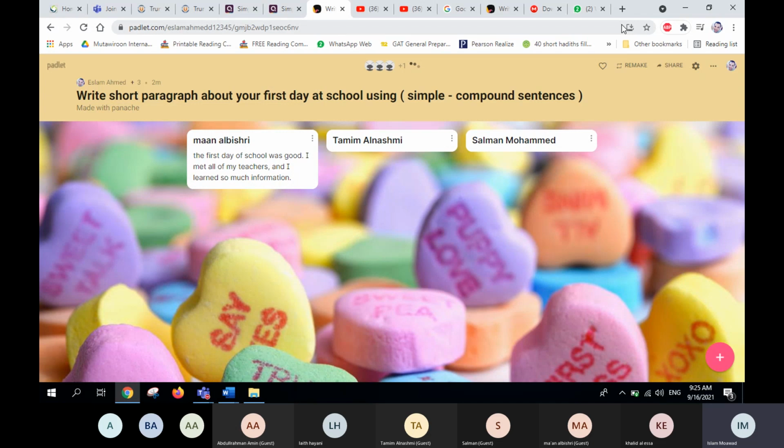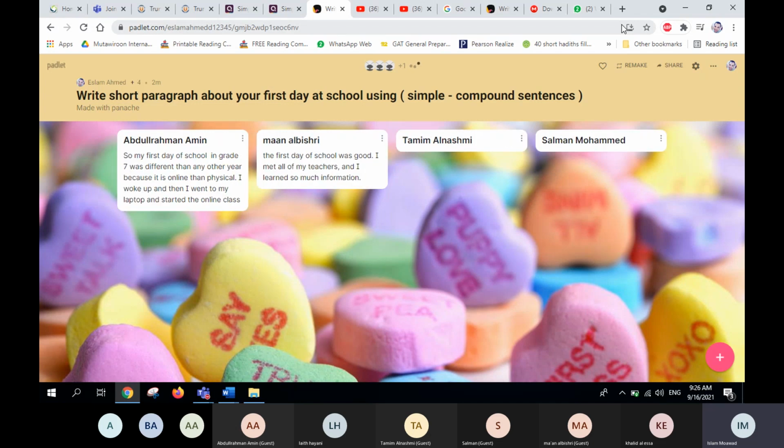You say it's a short paragraph, guys. Yes. The Padlets? You finished? Yeah, that's right. So you asked about something else? Let's check.